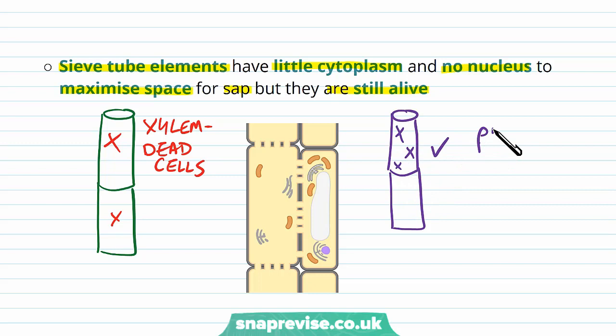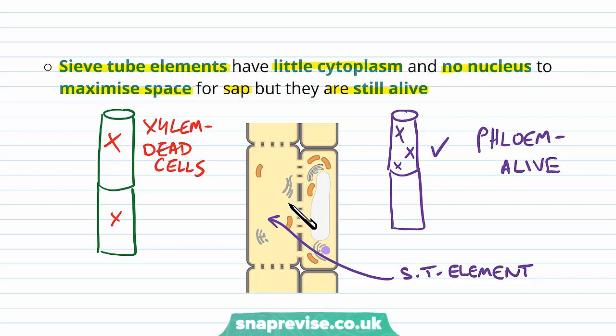So here you can see we've got a sieve tube element cell here. And in contrast with this normal cell, which is part of normal tissue, you can see there are a lot fewer organelles, so there's less mitochondria, less endoplasmic reticulum, and there's a nucleus in this cell, but there isn't one in this cell. So there's less cytoplasm and fewer organelles to maximize space for that sap to flow through the cell through those sieve plates.